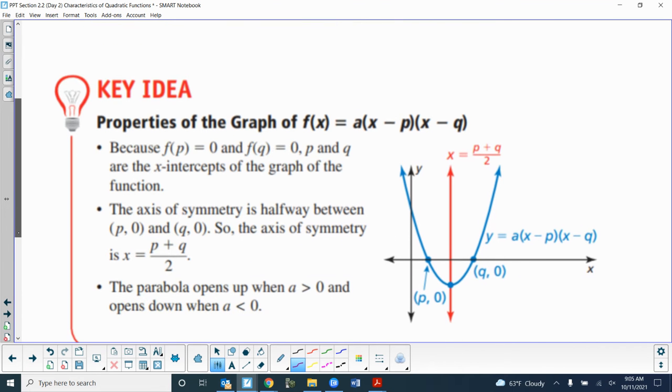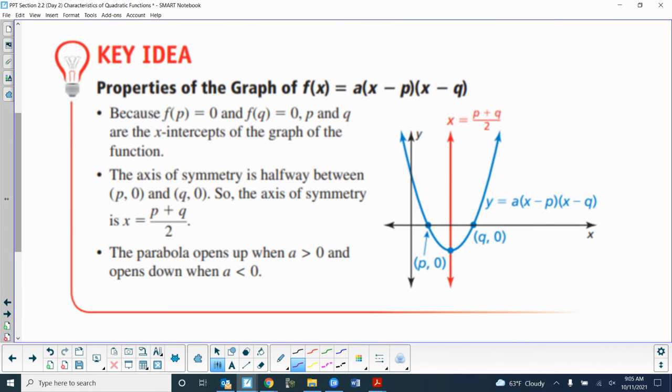All right? Most of these parabolas will have 2 x-intercepts. Every now and then, the vertex will lie on the x-axis. You only have 1 x-intercept. Sometimes your parabola will be above the x-axis, then it won't have any x-intercept. So that could happen. But still, when a is positive, it opens up. When a is negative, it opens down. Same rules. The y value is always 0 on the x-axis.